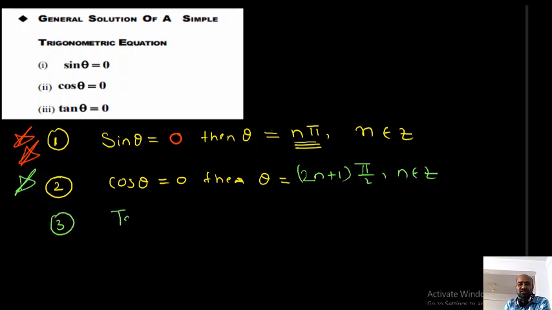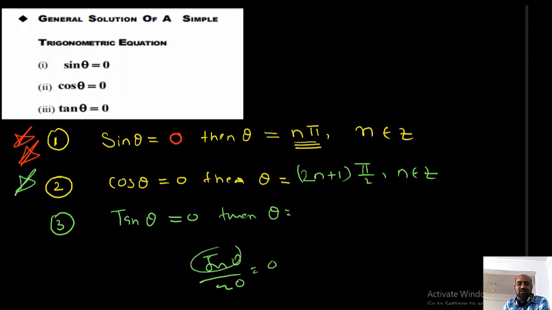Third one, tan theta equal to 0. Then theta equal to? Tan theta equal 0 means sin theta by cos theta equal 0 only. Sin theta must be 0. Sin theta equal 0, what values of theta? n pi only. Here also n pi only, where n belongs to Z.